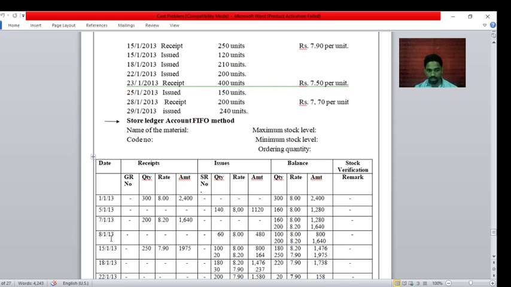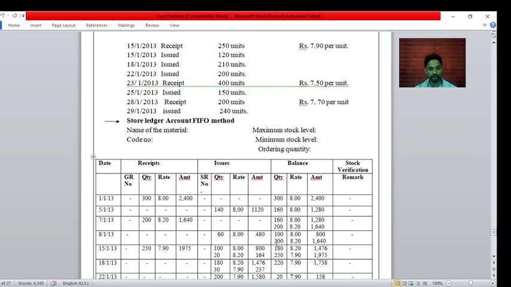On the 8th, the balance is a lot of 100 as well as a lot of 200. Out of this we have to issue 120 units. So the first lot just finishes. First of all, from the first lot, this 100, we issue 100 units at the rate of 8, and the total is 800. Still 20 units we have to issue, right? Still 20 units we have to issue. So this 100 is finished.